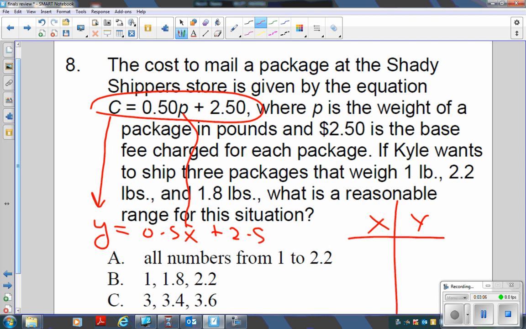When you plug it in the calculator, at that point, you'll be able to just look at the table. And they say that they want to ship 3 packages that weigh 1, 2.2, and 1.8. And if you plug those numbers in, you'll end up with C: 3, 3.4, and 3.6.